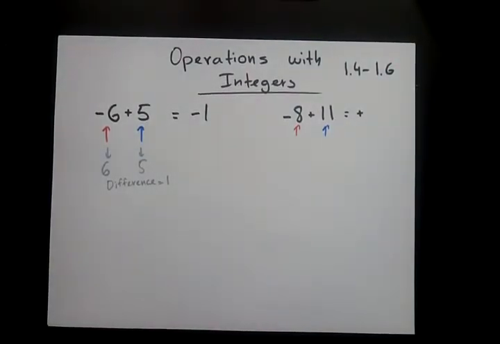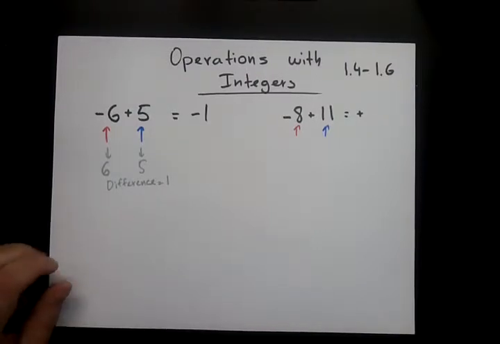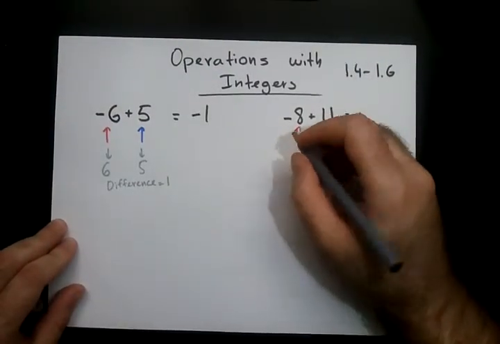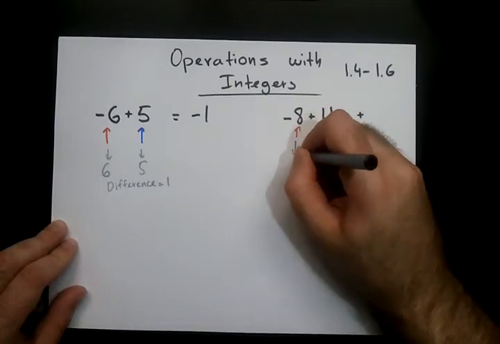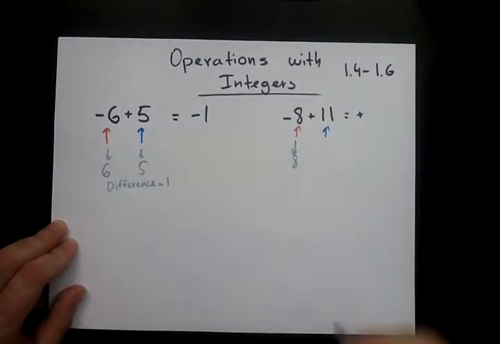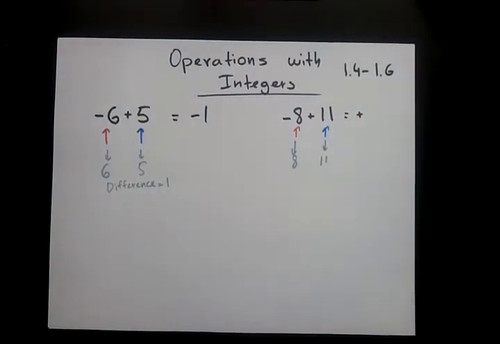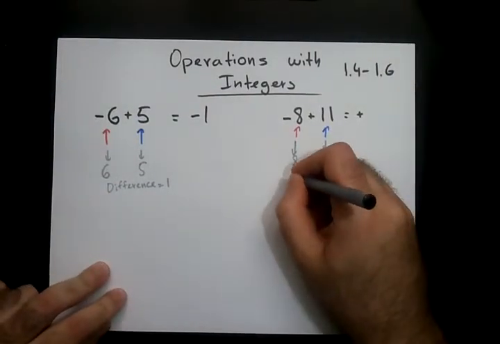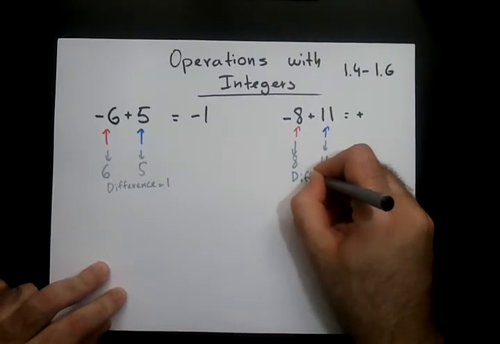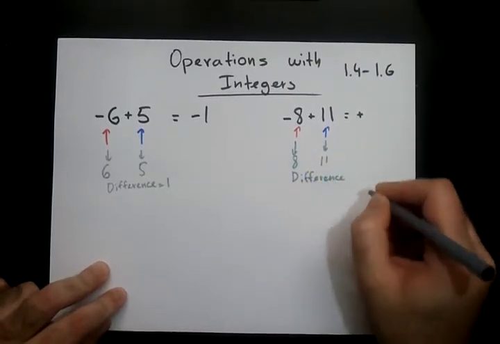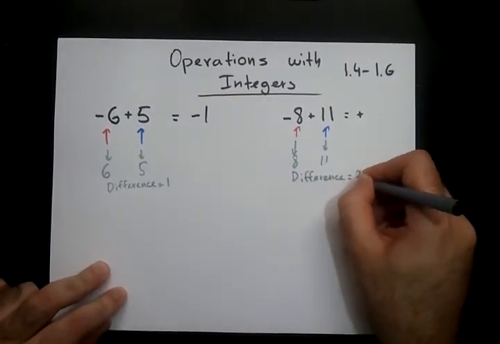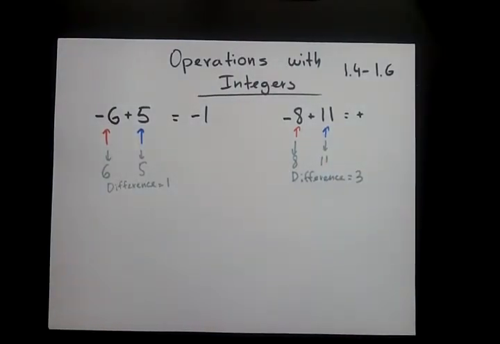Then we're going to go ahead and take the absolute values of the 2 numbers. The absolute value of -8 is simply 8. The absolute value of positive 11 is 11. And remember, the absolute value is simply the distance that that integer is from 0. And what is the difference? In this case, it's 3. The difference between 11 and 8 is 3. So our answer is a positive 3.